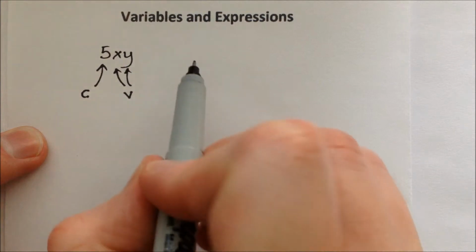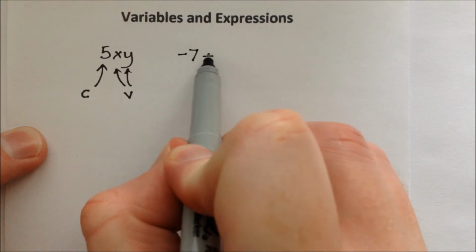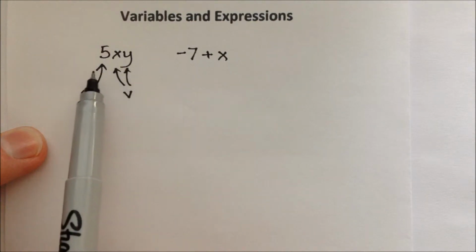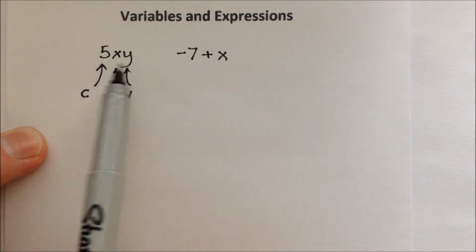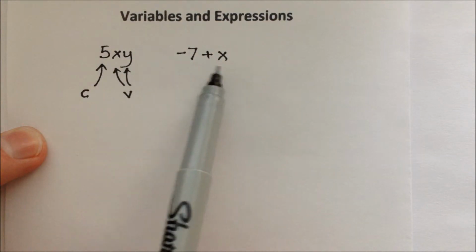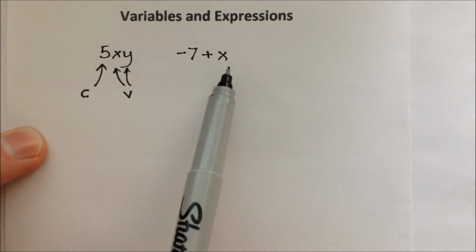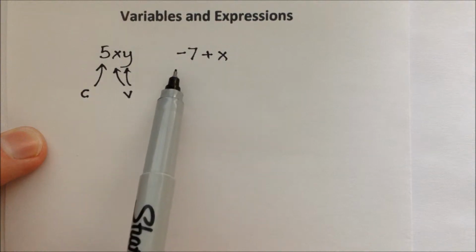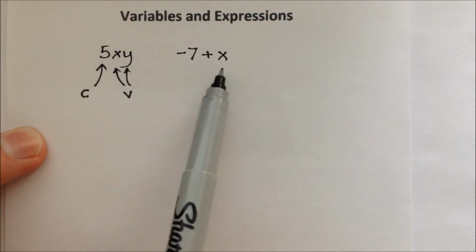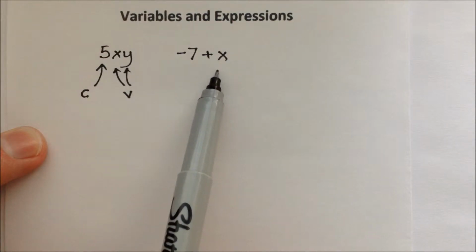Well, let's look at another one. What if we have something like -7 plus x? In the last example, this was all being multiplied together, like one single big term. Here we have a couple of different things. We have a -7 plus x. In this case, the -7 is the constant, because it's a number, we know it, and x is the variable. We don't know what it is.